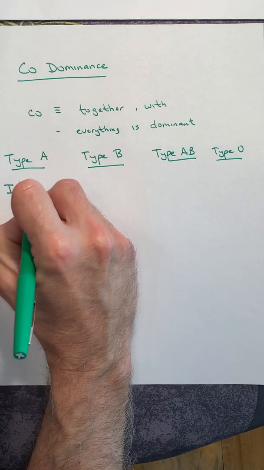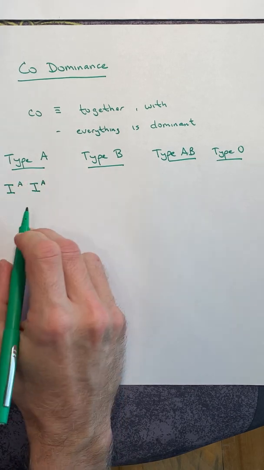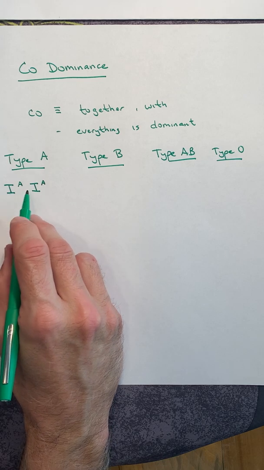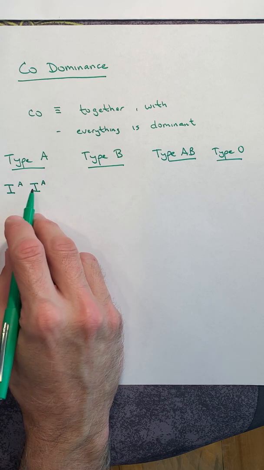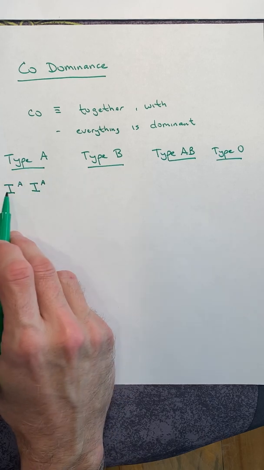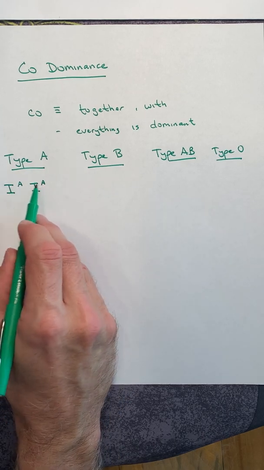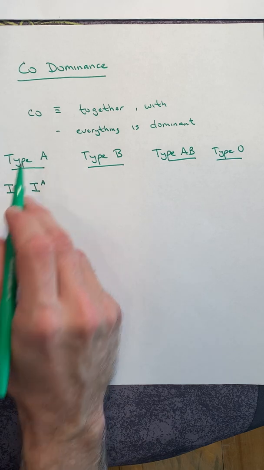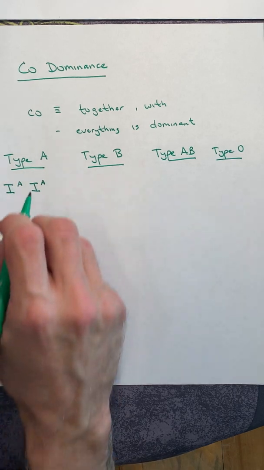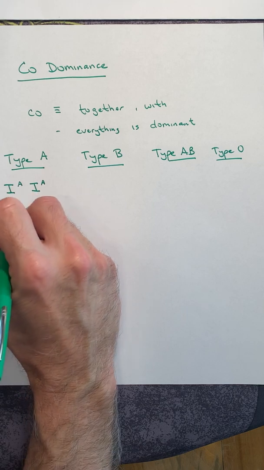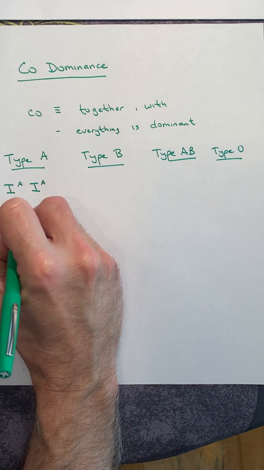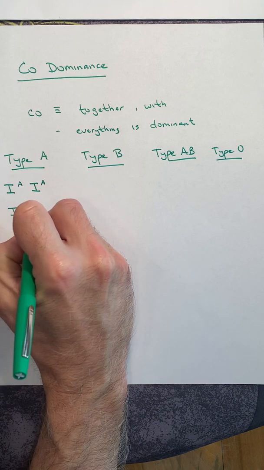But we always carry our alleles in pairs, right? We received one from our biological mother and one from our biological father. So someone who is type A blood is what we call IA IA. They carry the two A alleles for type A blood. What's interesting is that there's a second choice. This person could also be IA little i.